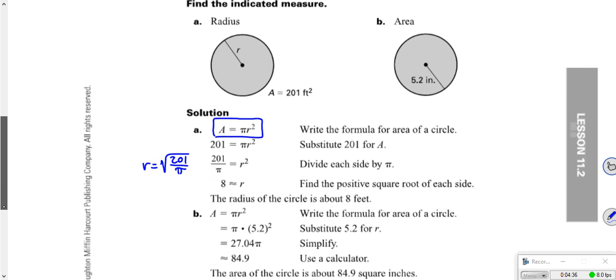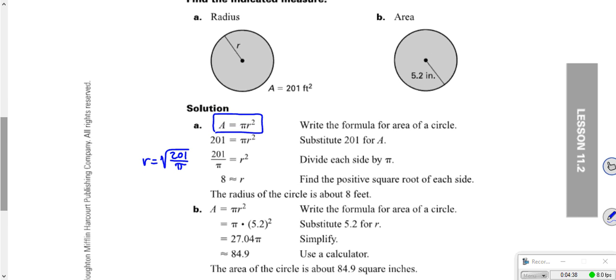So look at part B here. Here they give you the radius and they want the area of the circle. So again, you're just plugging in. You start once again with area equals pi r squared. Now instead of plugging in for the area, we're plugging in for the radius, poking that in a calculator, and then don't forget, if you're finding area, it's square inches.